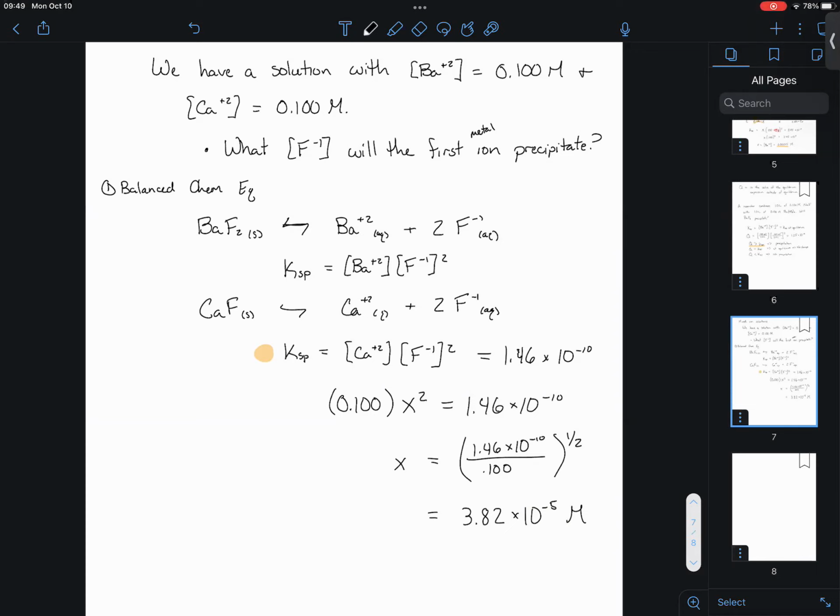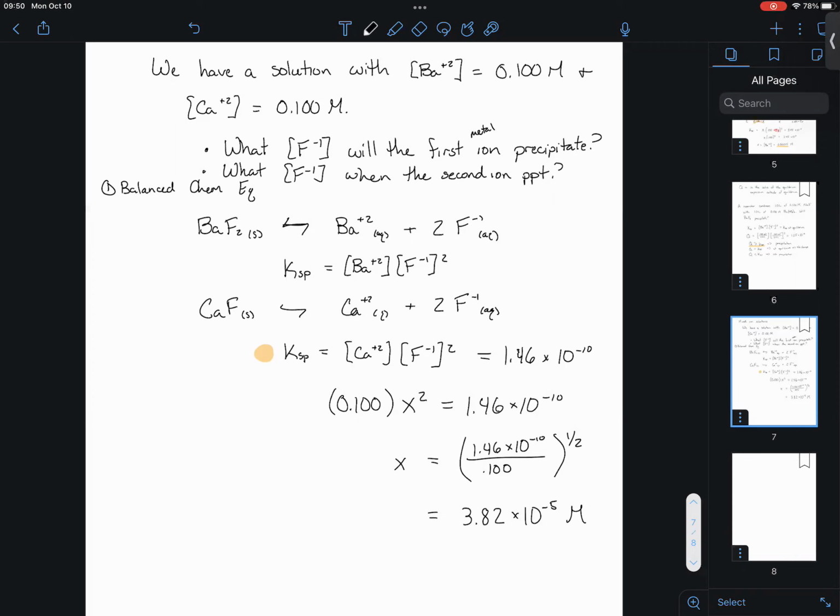All right, we could ask the same thing. What is the concentration of fluoride when the second ion precipitates? I'm just going to abbreviate it PPT. So now I've added fluoride, I've added fluoride, I've added fluoride. At what concentration of fluoride ions will my second ion start to precipitate?